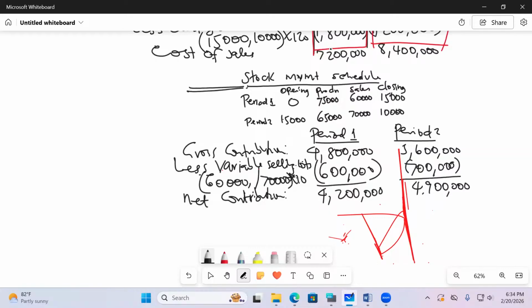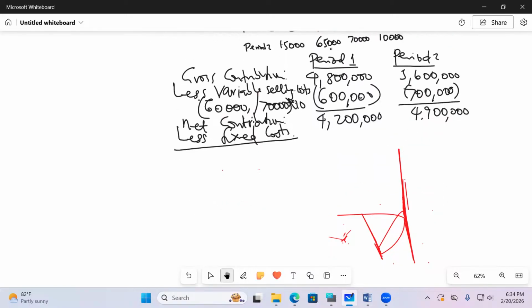Now from this, having gotten the net contribution, what will be the next step for us? We less all fixed costs, starting with fixed production. And if they tell you there is fixed administration, you deduct it at this juncture. So we less fixed costs. We start with fixed production.